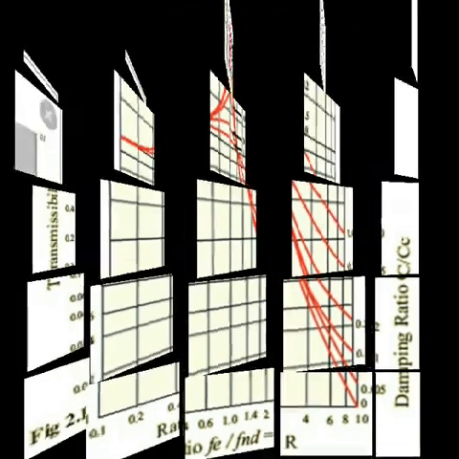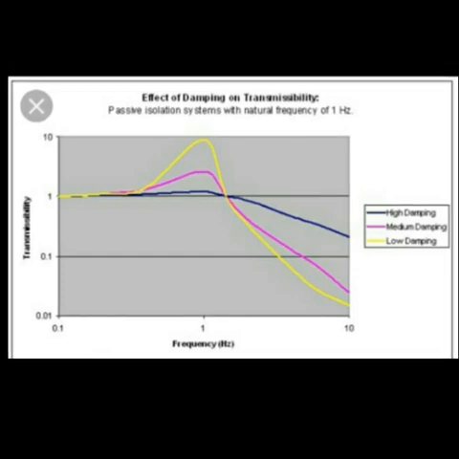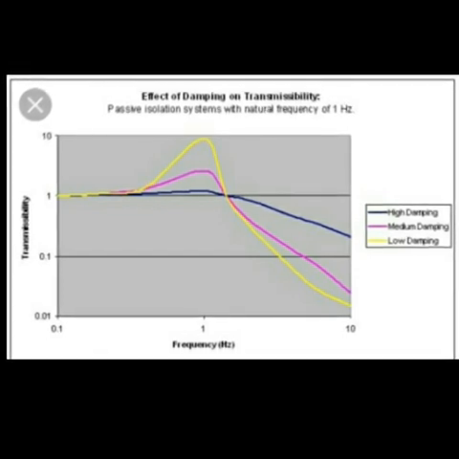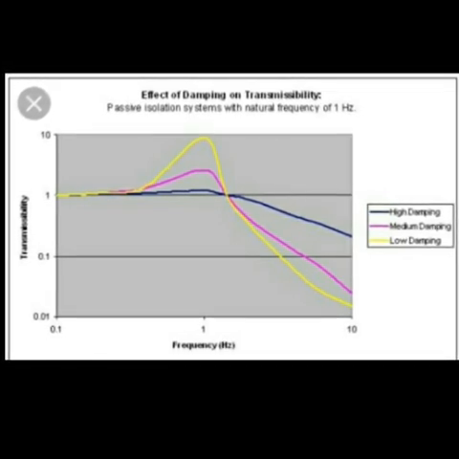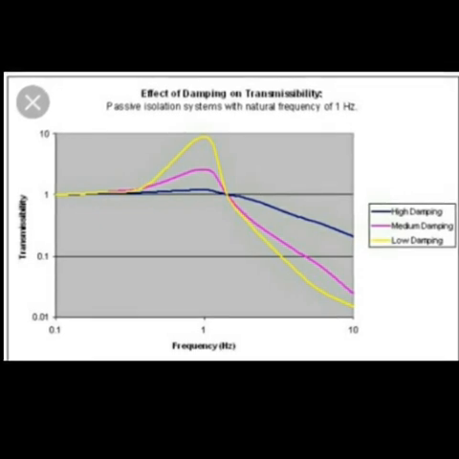And you can see the peaks at the top. We don't want any peaks. We want our system to damp very quickly. So with a value 1.0 we want to operate somewhere there. Now this graph shows the effect of damping on transmissibility. You see, the yellow line is a low damping material, the blue one is a high damping material, and the violet one is a medium damping material. So we want our instruments to be in high damping cases.